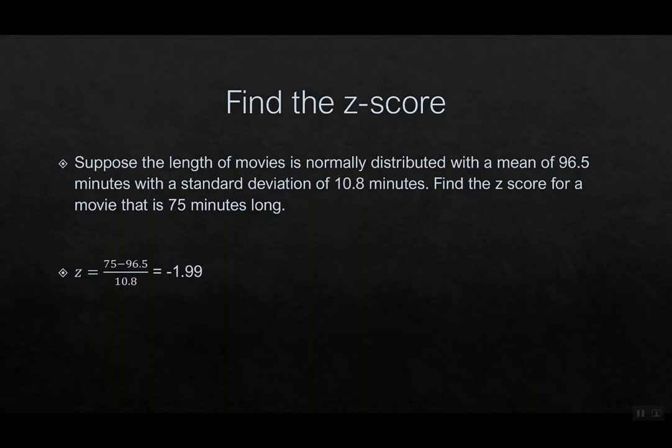Here's what we should have for our calculation. Our data point is 75. We subtract the mean 96.5, and then we'll divide by our standard deviation of 10.8. We get negative 1.99.